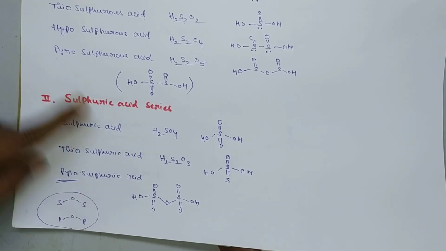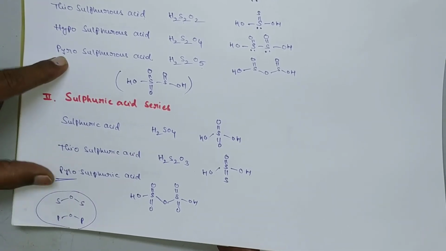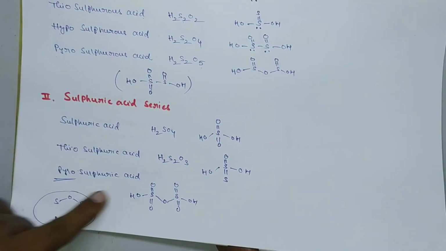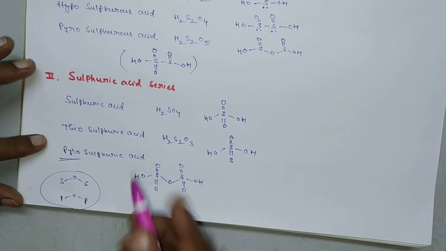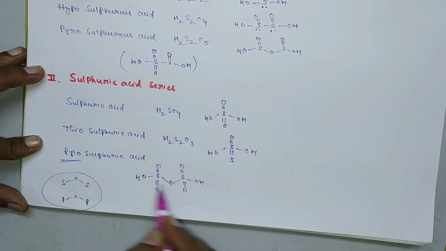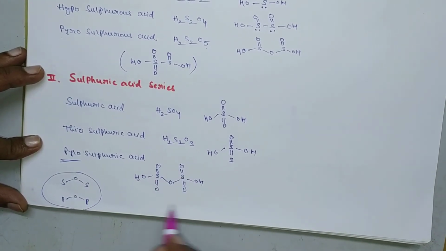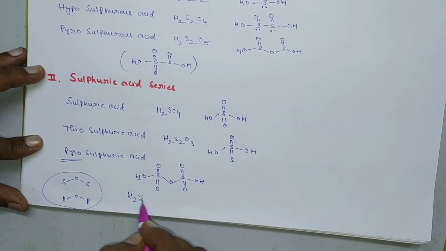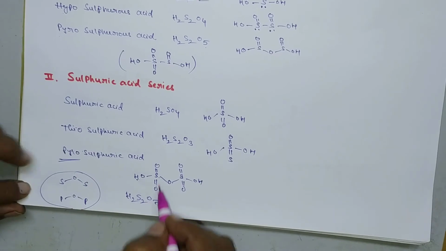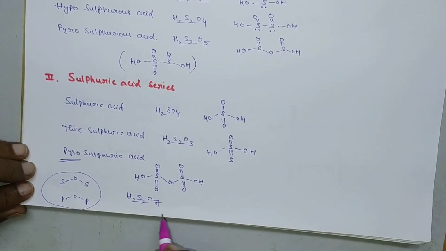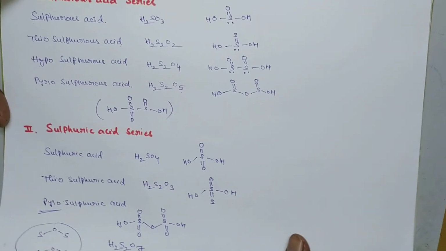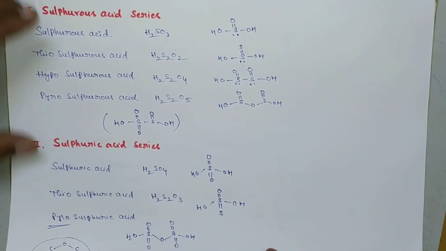So here sulfurous acid, here pyrosulfuric acid. Pyro means H2S2O5. Here pyrosulfuric acid means H2S2O7. H2S2, total oxygens are 7. So H2S2O7. Okay. We didn't write the formula here, so you can check it. You can take a screenshot, then you can easily go through the structures.